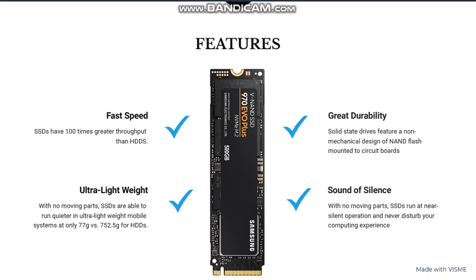Okay, the main features, or the advantages of it over traditional hard disk drives. The main advantage is fast speed, I think, and most of us choose SSDs over hard disk drives because of its fast speed. And then it's ultra lightweight. It's about 10 times lighter than hard disk drives, and has great durability. It's all mounted onto a circuit, and it consists of flash memories, and I think these things provide its great durability. And sound of silence: it has no moving parts, so it can operate very silently, and it will never disturb your computing experience during your gaming or coding.